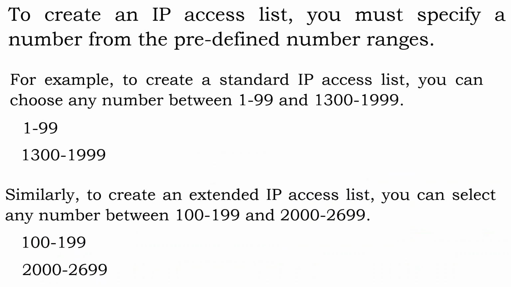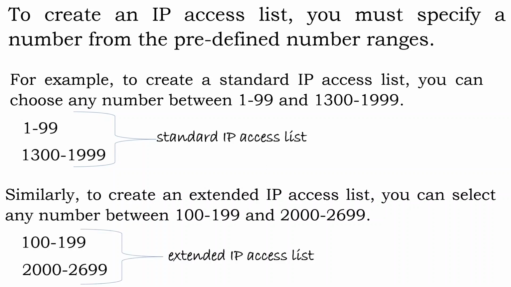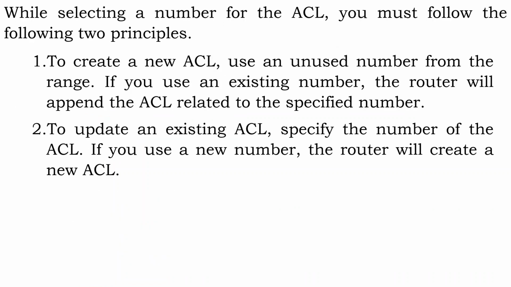To create an IP access list, you must specify a number from the predefined number ranges. For example, to create a standard IP access list, you can choose any number between 1 to 99 and 1300 to 1999. Similarly, to create an extended IP access list, you can select any number between 100 to 199 and 2000 to 2699. While selecting a number for the ACL, you must follow the following 2 principles.